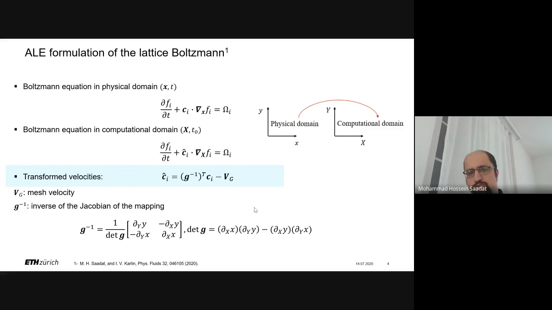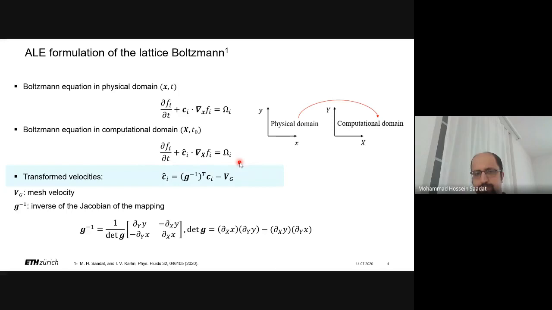So here we have c_i as our discrete velocities, and Omega_i is the collision operator. The goal here is to transform or map this equation from the physical domain to the computational domain. For doing that, we have to rewrite all the derivatives in this new coordinate system using the chain rule. If we do that, we get this equation, which is the Boltzmann equation in the computational domain.